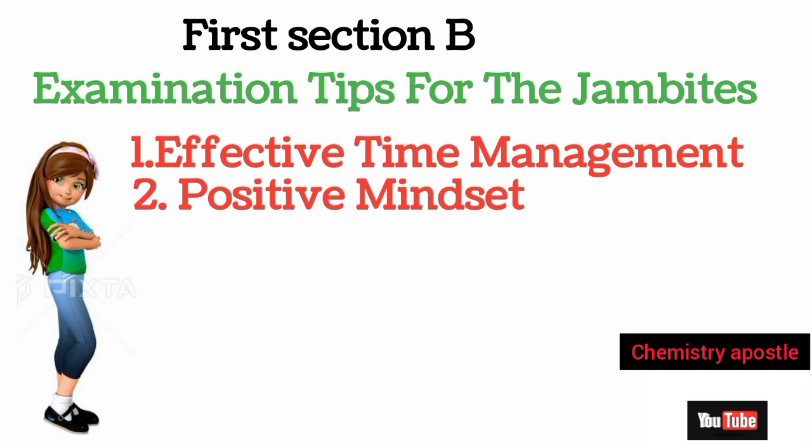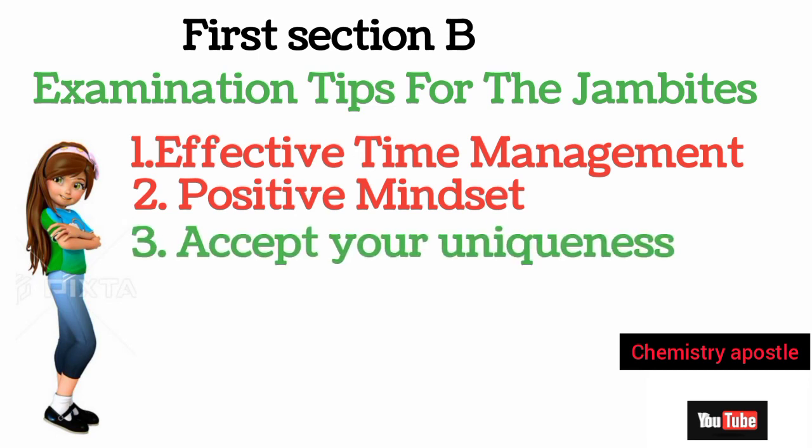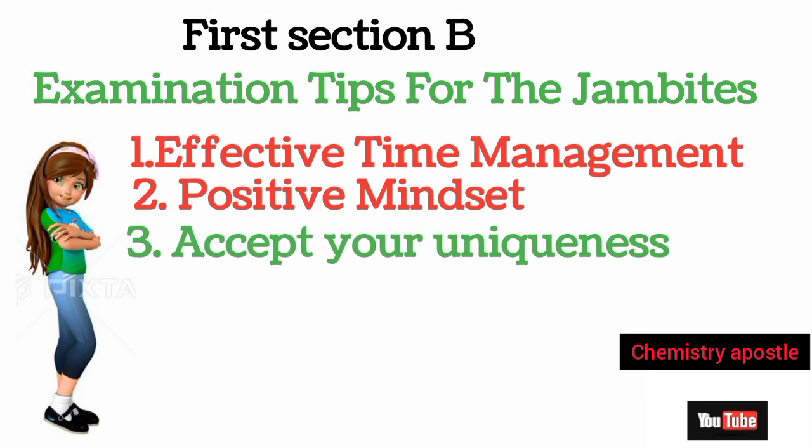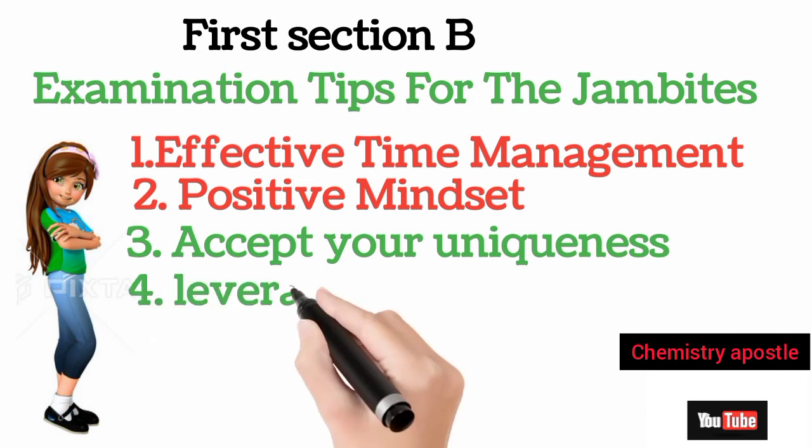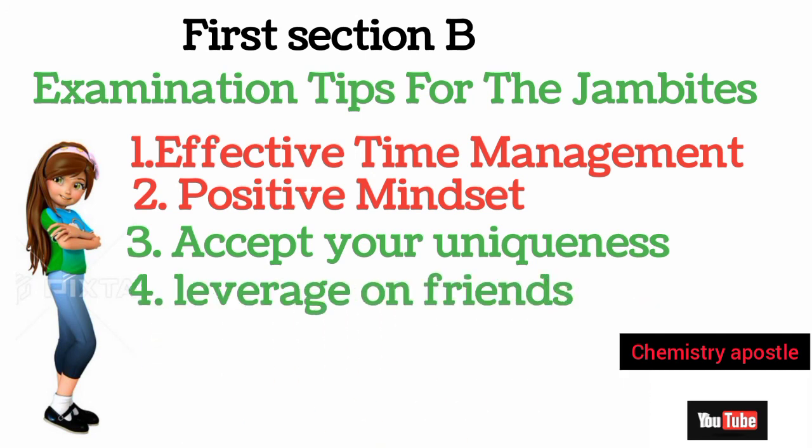Positive mindset. My student, I want to tell you that you can score over 200. You are not a dullard. God has created you very well. Another thing you must know is to accept your uniqueness. You are different from other people. Scientists have made us know that your fingerprint is not the same as any other fingerprint in the world, and that shows that you are unique. Accept the fact that you are unique. You are not a dullard.